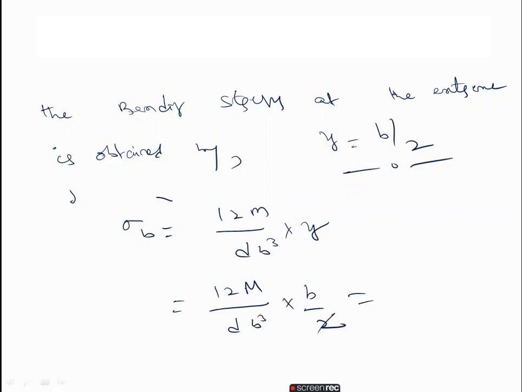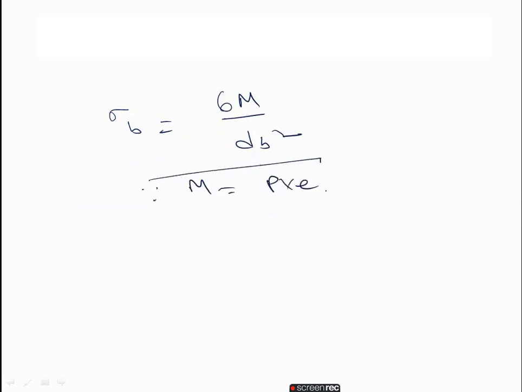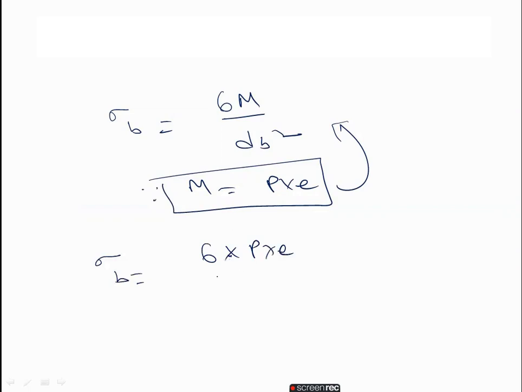Then 2 sixes are 12, and b cubed over b becomes b squared, so we get 6M by db squared. This is the sigma b value we got; we simply substituted the y value. As we know, M equal to P into e. Substituting the moment in the above equation, sigma b equal to 6 into P into e by d into b into b.